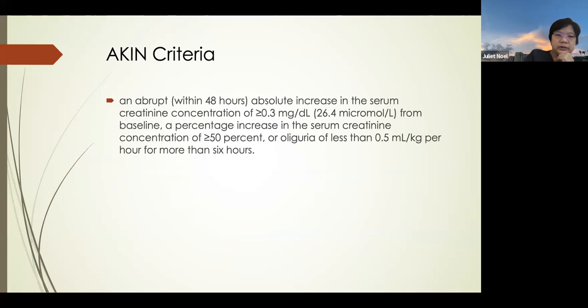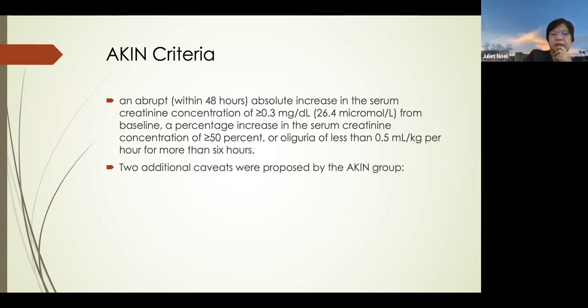The AKIN criteria definition of AKI would be an abrupt, within 48 hours, absolute increase in serum creatinine concentration of more than 0.3 milligrams per dL from baseline, or a percentage increase in serum creatinine concentration of more than 50%, or an oliguria of less than 0.5 ml per kilo for more than 6 hours.